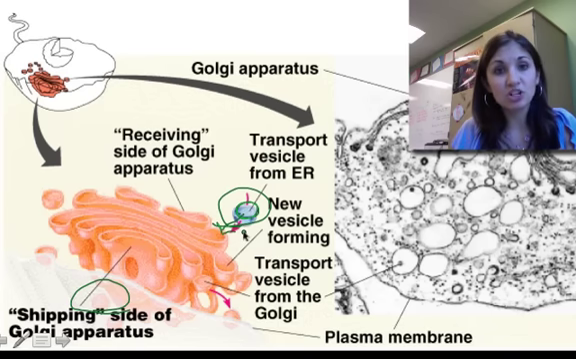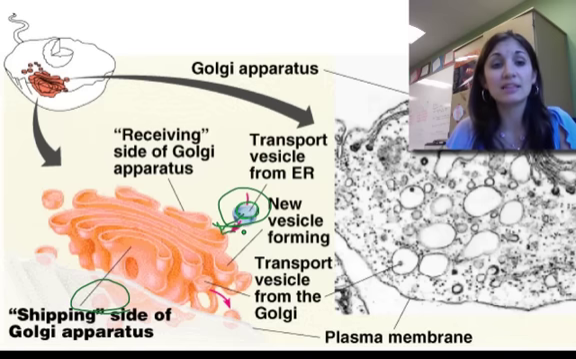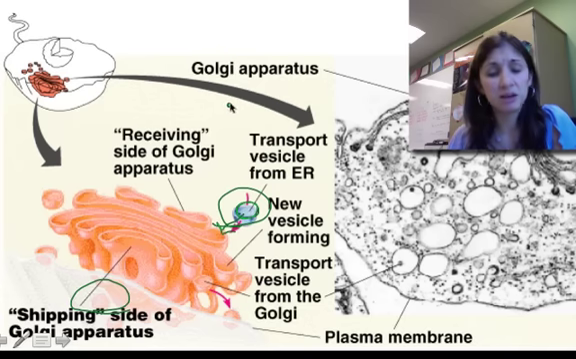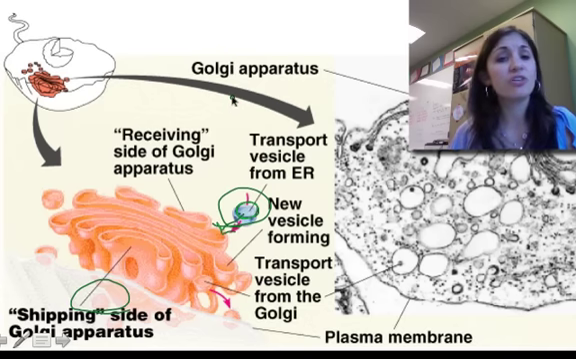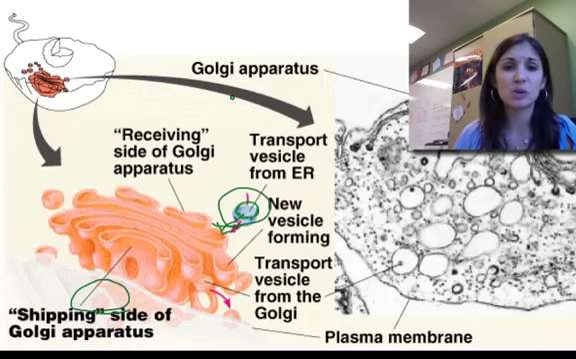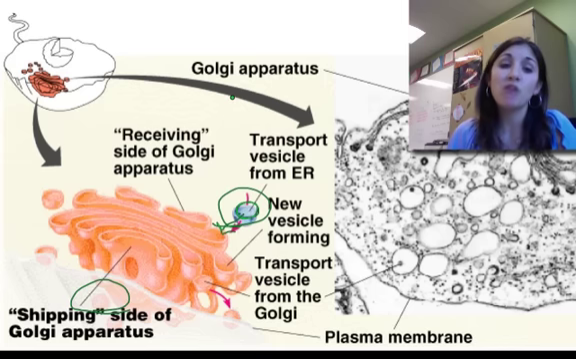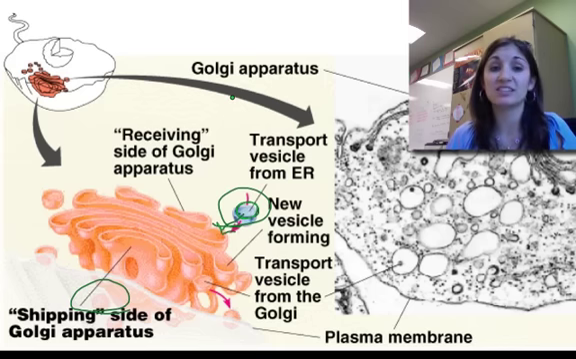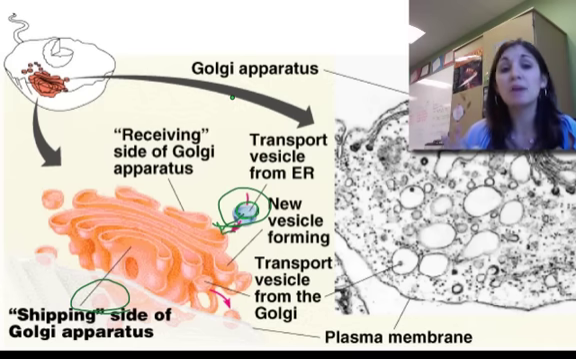The vesicle merges, dumps its contents into the lumen of the Golgi apparatus, and the Golgi really looks like kind of a series of flattened pancakes. It's going to dump its contents into that Golgi where it further gets modified, proteins might get added, lipid chains might get added to it, and then it will come out of the shipping side of the Golgi apparatus and go on to its final destination, either to be embedded in the plasma membrane.